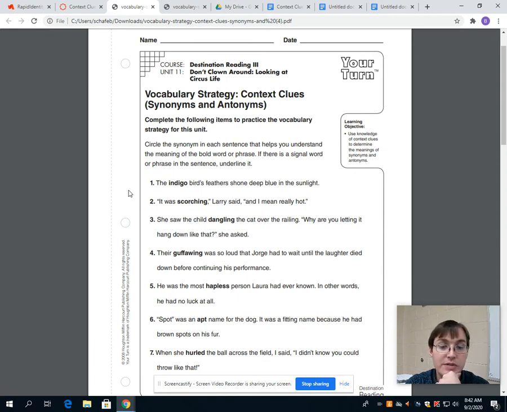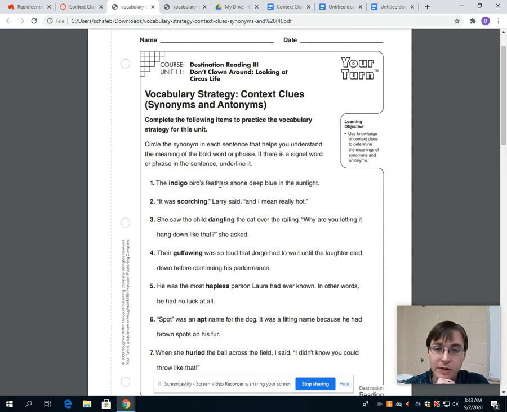Remembering that synonym means something similar, let's read number 1 together. The indigo bird's feathers shone deep blue in the sunlight. We have our word in bold, indigo, which is our unfamiliar word. And what's indigo? Well, a bird is indigo. So I know something about the bird is indigo. I don't know what this word means yet. So I'm going to keep reading about the word bird. The bird's feathers, okay, we have feathers on the bird, which makes sense. The bird's feathers shone deep blue in the sunlight.